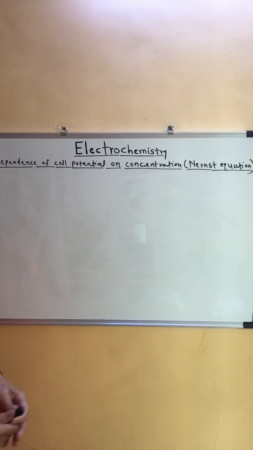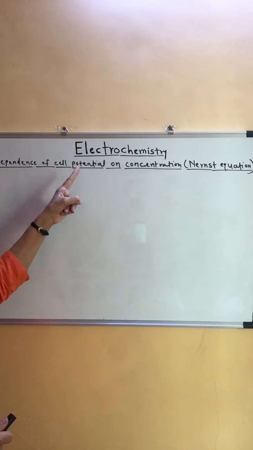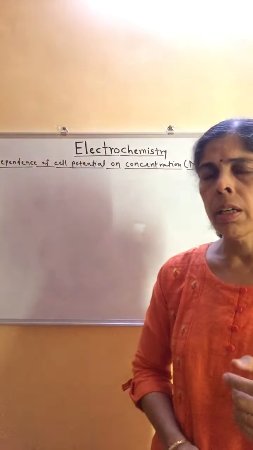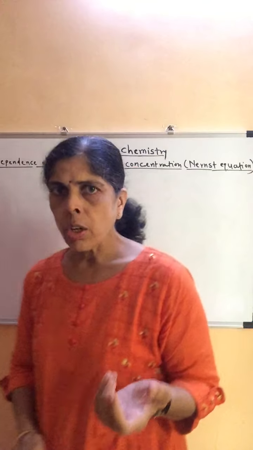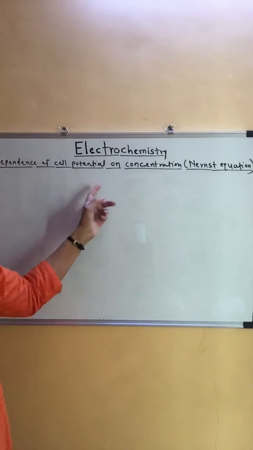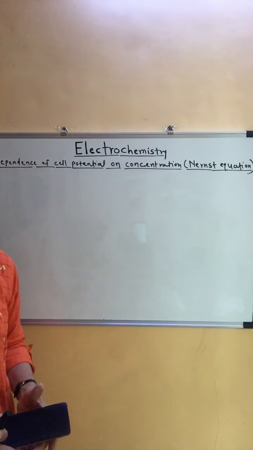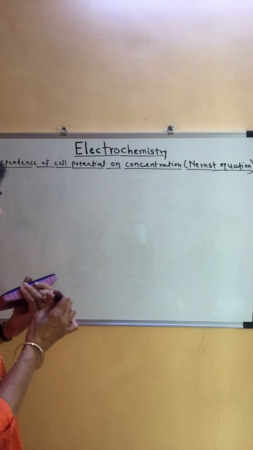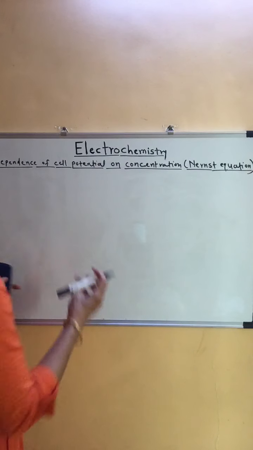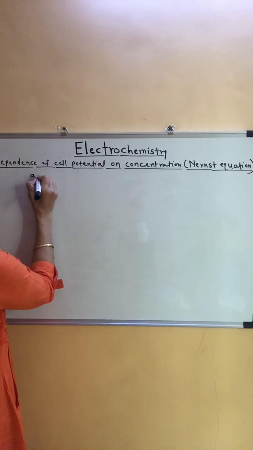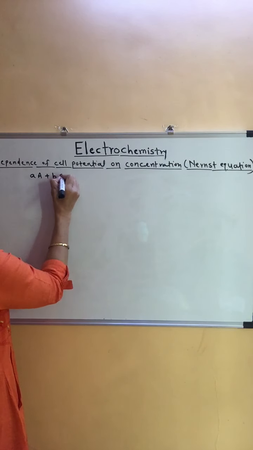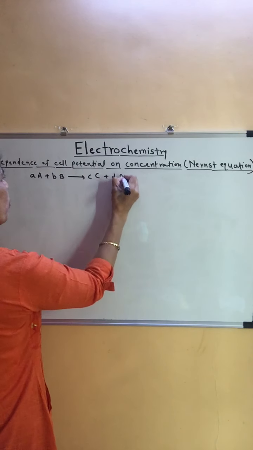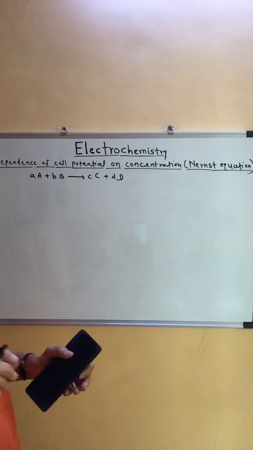Now we will continue with dependence of cell potential on concentration. In the last lecture we have seen cell potential. So dependence of cell potential on concentration is given by the Nernst equation. For a general cell reaction, aA plus bB giving cC plus dD, for a general complete cell reaction.